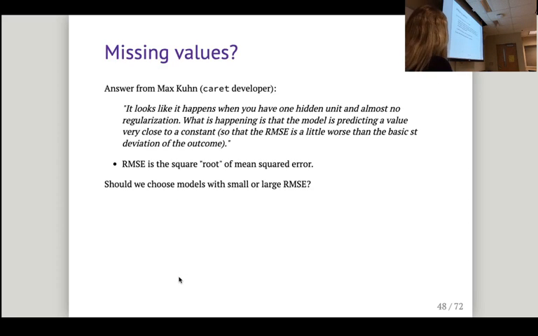So what is happening here is that the model's predicting very close to a constant, so there's not a lot of variation here. The root mean square error is actually a little worse than the basic standard deviation. When error estimates are worse than the overall error, those get forced down to 0. And so we're really not explaining much variability, and that's why we get back not a number.